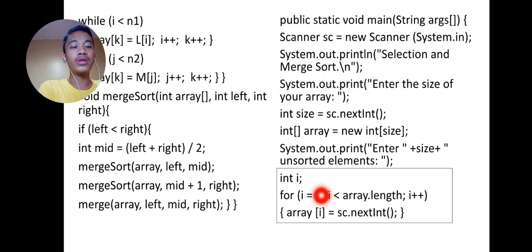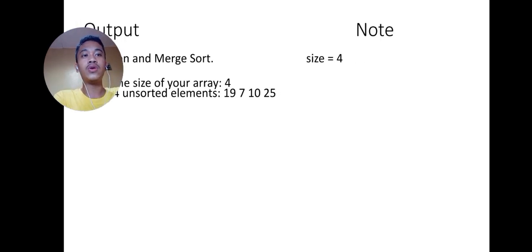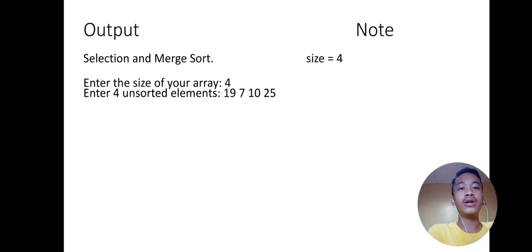Therefore, it will perform the code under our loop, that is array[i] equals sc.nextInt. So it will allow our user to input any value. For example, the user inputted 19, 7, 10, and 25.